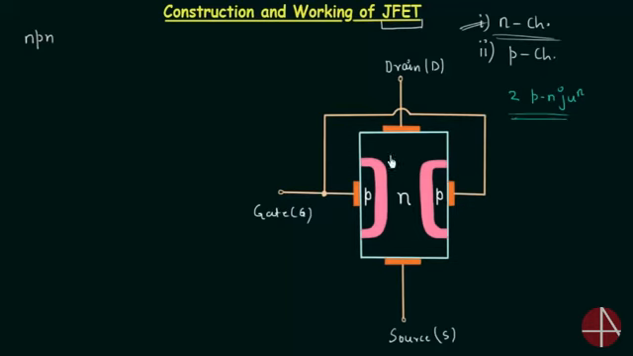The first PN junction is formed between this p-type material and the n-type material, and the second PN junction is formed between this p-type material and the n-type material. Because of this we have two depletion regions. Two depletion regions are formed at the two PN junctions.